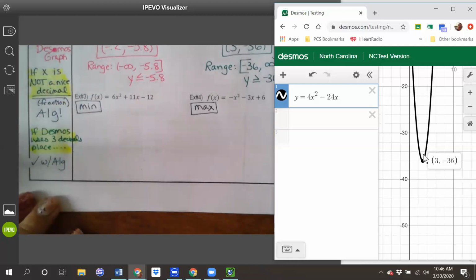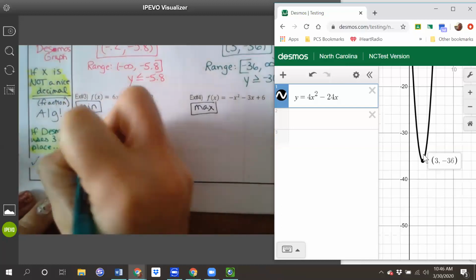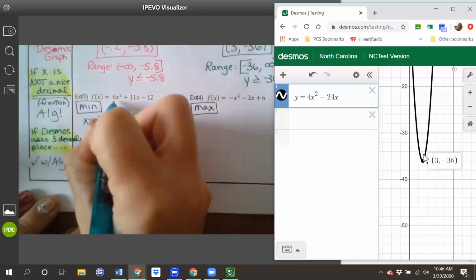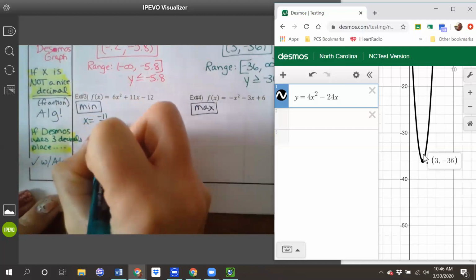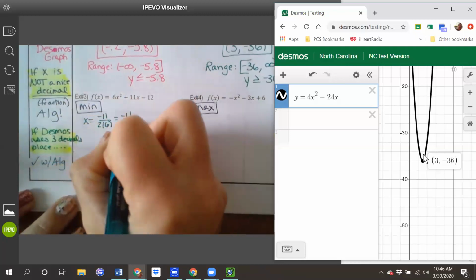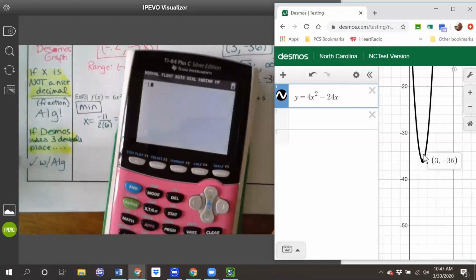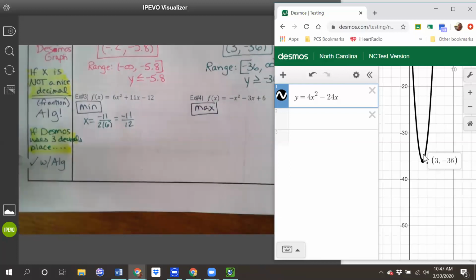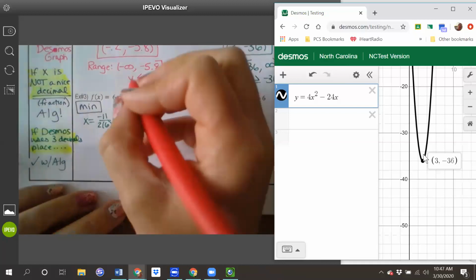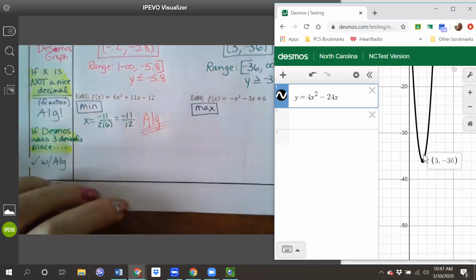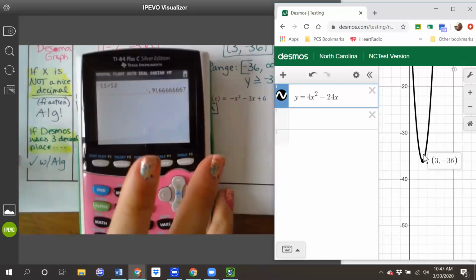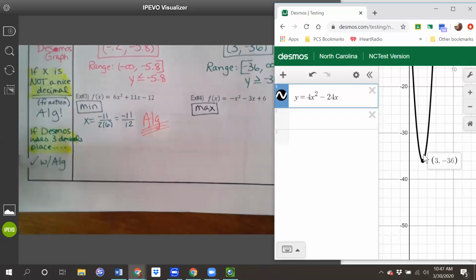All right, so I've got x equals opposite of b over 2 times a. That's going to be negative 11/12. And negative 11/12 I don't believe is very nice. Negative 11/12 is not nice. So that means that I have to use algebra on this one. So you know how I can put it in on my calculator. I want to show you that you can do the same thing on Desmos. Check it out.